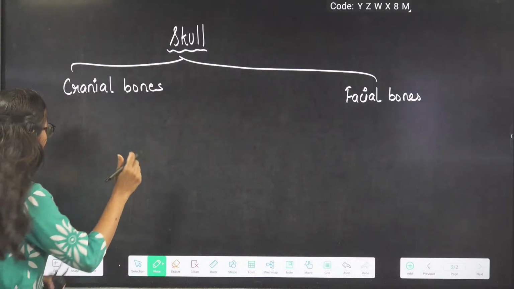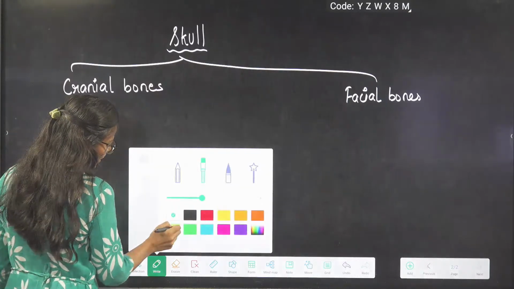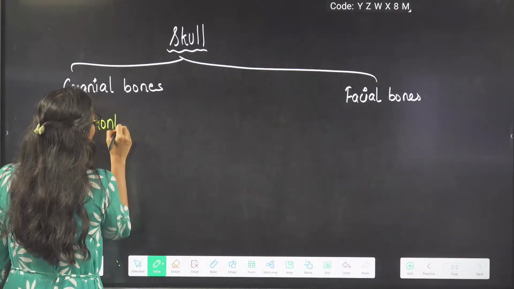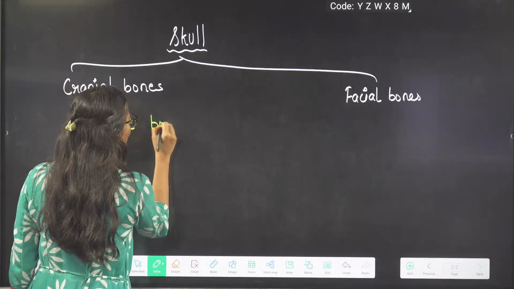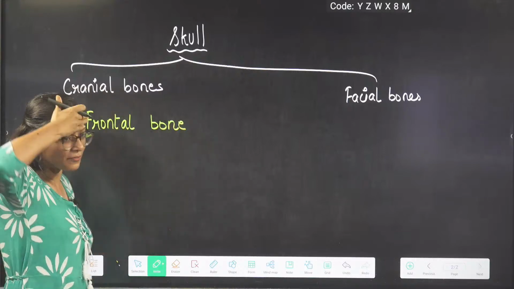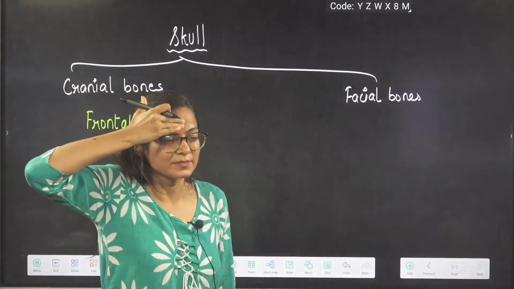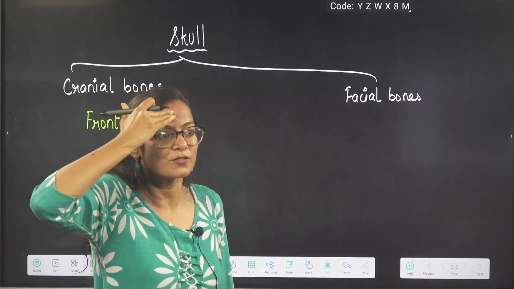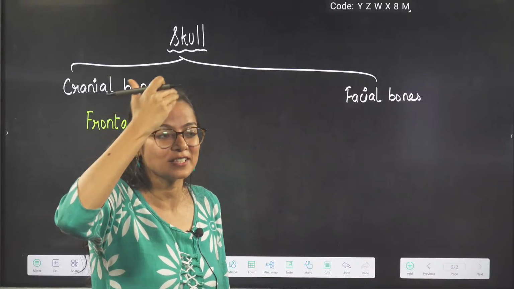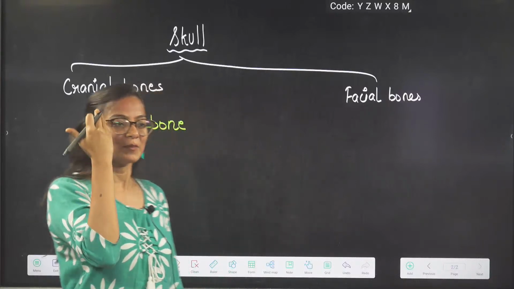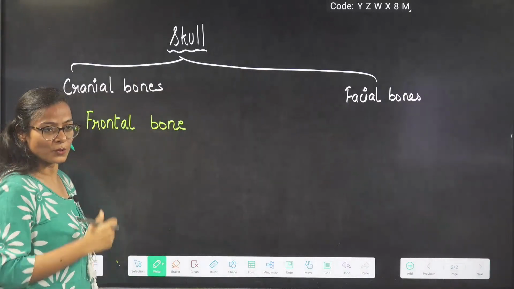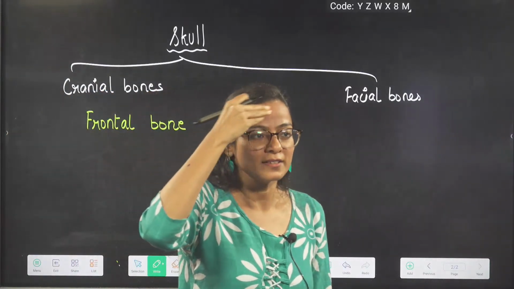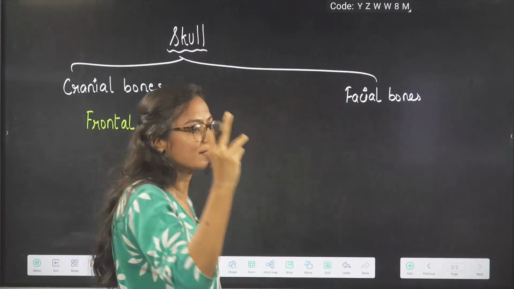So cranial bones, let me write down their names first, then I'm going to tell you the location. So the first one we have is the frontal bone, right? The one in the front, this forehead. Now touch your forehead and see, do you feel any hard solid structure? Yes, of course. Behind the skin you can feel a very hard structure. So that is nothing but your frontal bone. So how many bones will be here? It is only one. This whole portion, it is one bone.